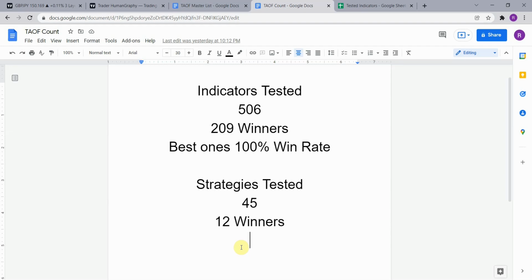Now you need to go back and watch those videos to understand the context of how they were able to achieve that. So go back and watch those videos and see what you can get out of those winning indicators. And keep in mind that we test all these indicators and strategies on the Forex market, but they can be applied to just about any market universally.